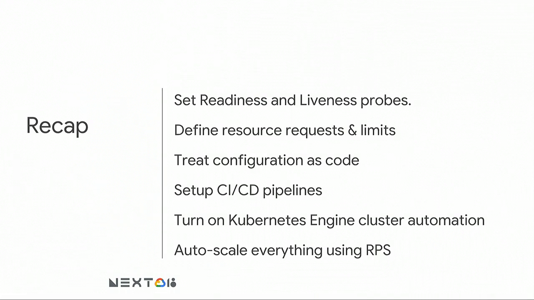Using a CI system means that you're only going to deploy the code that was checked in, and with a CD system, you're only going to deploy the configuration that was checked in. You should turn on all the automation settings of Kubernetes Engine so you can sleep easier at night. And then finally, autoscale using RPS.